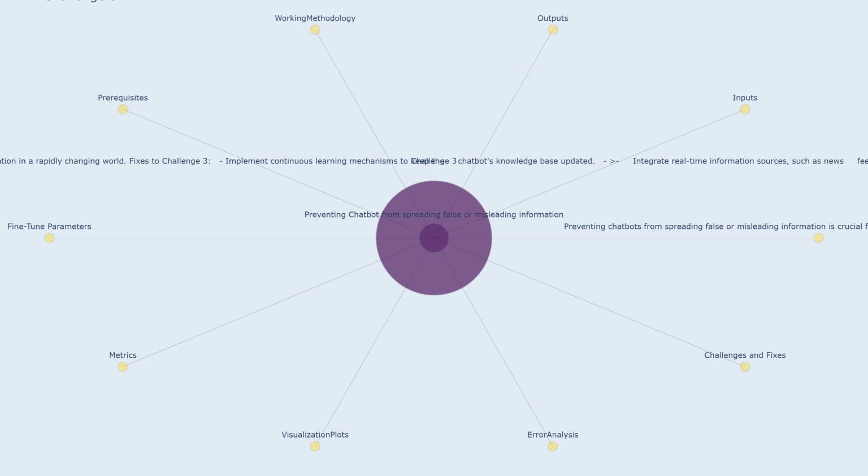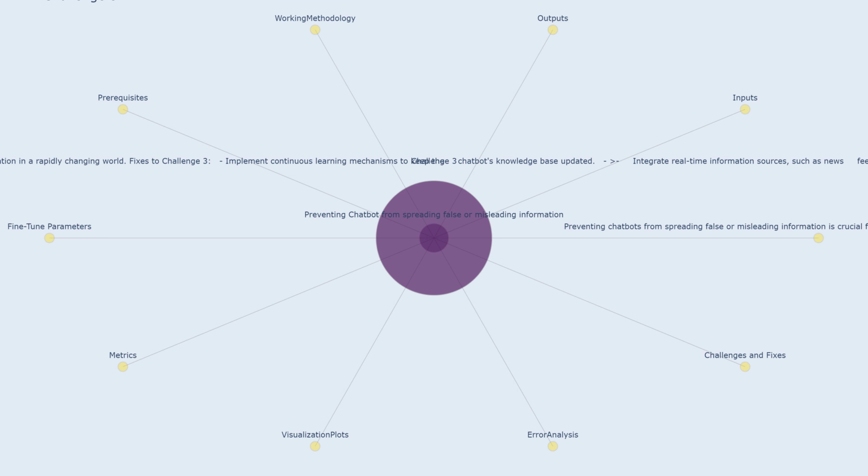Challenge 3. Maintaining up-to-date information in a rapidly changing world presents a major challenge. As new events unfold and information is constantly updated, chatbots need to adapt and remain relevant. Fixes to Challenge 3. Implementing continuous learning mechanisms to keep the chatbot's knowledge base updated is essential. This involves regularly feeding the chatbot with new information and adjusting its knowledge base accordingly.